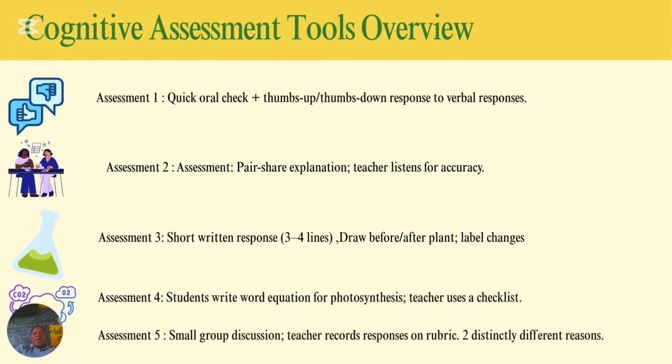For evaluating, students were asked to justify whether life would exist without photosynthesis. These strategies cater for both our strong readers and writers and for the students that struggle with writing and reading. These are some examples of our five assessments.